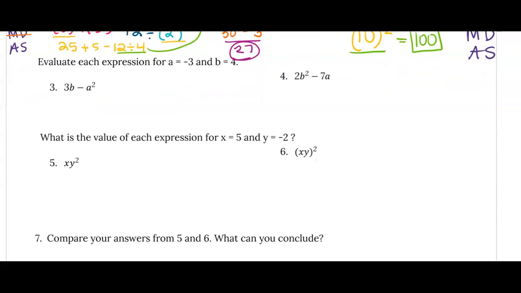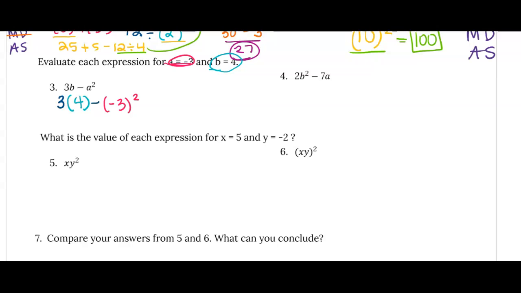Our next problem says to evaluate each expression, a equals -3 and b equals 4. So I'm just going to plug in -3 for a and 4 for b. I have 3 times 4 minus -3 squared.